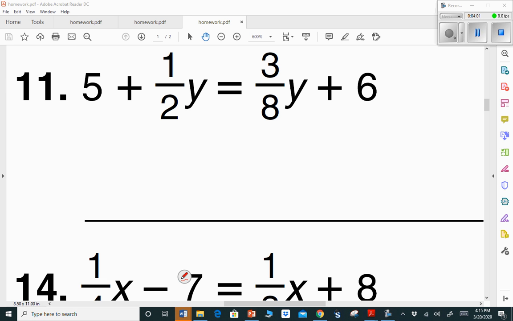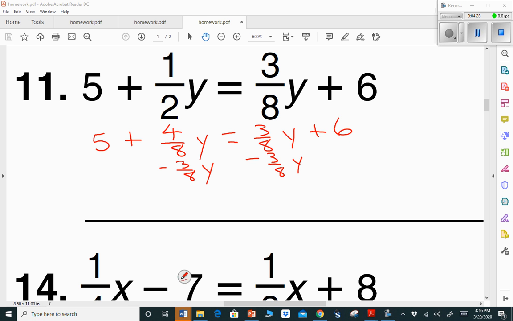1/2 is how many eighths? 4 eighths. So let's just go ahead and do that and just copy everything else. I know that's cumbersome, but that way we don't lose track of anything. Okay, all we've really got here is y's on both sides, so let's subtract one of them. Subtract 3/8 y from both sides. We'll bring down the 5, and this is 4 minus 3 is 1/8 y, and that's positive.